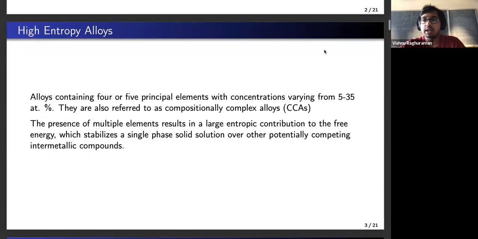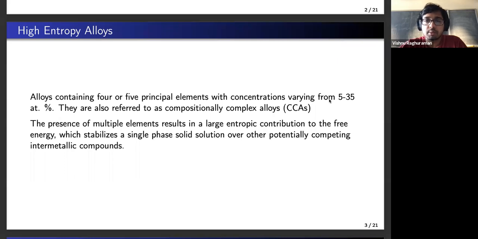High entropy alloys have multiple ways to define them, but generally it is understood that they are alloys with 4 or 5 principal elements. These elements are generally transition metals, and they're equiatomic or nearly equiatomic, with concentrations varying from 5 to 35%.